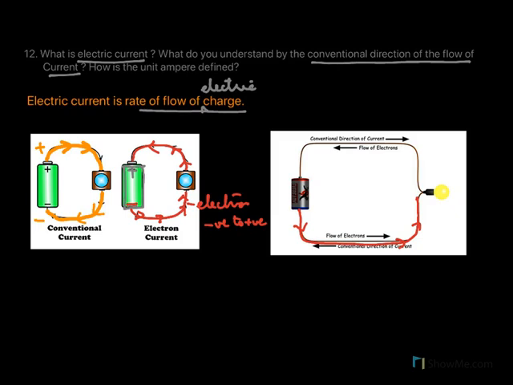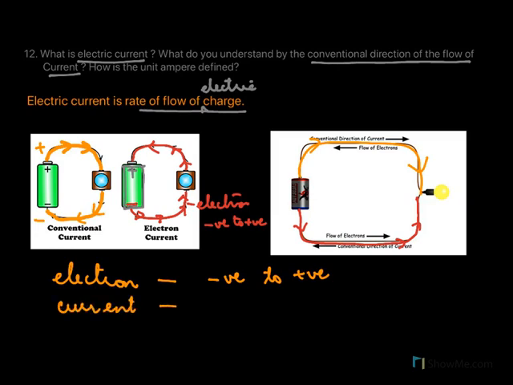But the flow of current is said to be in the opposite direction, that is from positive to negative. So to summarize this, the actual flow of electrons is from negative to positive, but current, we imagine, flows from positive to negative.